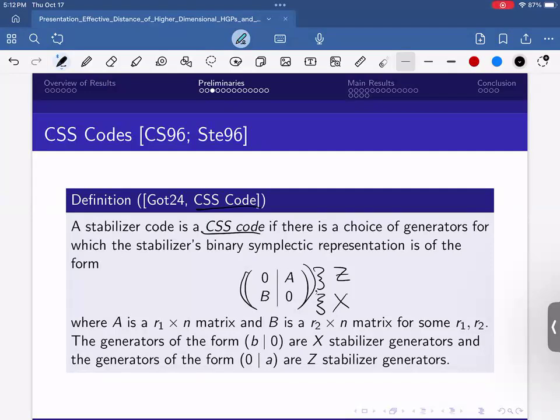And this is a pretty nice property because you can analyze the error correcting performance of the code with respect to bit flip errors and phase flip errors separately. So it sort of brings us a bit closer to the classical picture in that sense. Yeah.